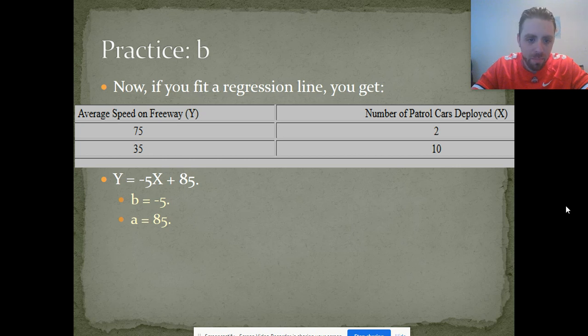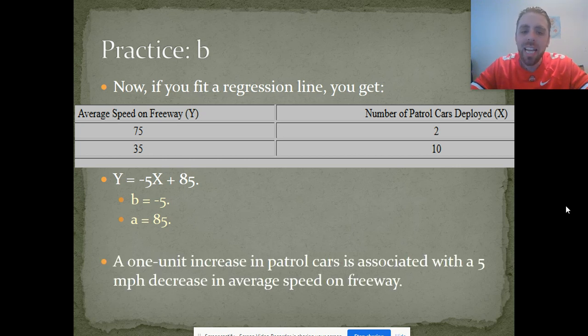Here's how I'm interpreting that. A 1 unit increase in patrol cars is associated with a 5 mile per hour decrease in average speed on the freeway. I have to reference the units of my variables, and I have to reference that the relationship is negative. As X is increasing, Y is decreasing. And that's pretty easy to just eyeball as well. When I have 2 patrol cars out, people are driving 75 miles per hour, but when I got 10, people are only driving 35 miles per hour. You can easily eyeball that and see the pattern. But the specific unit of decrease is 5 miles per hour per additional cop car on I-94.